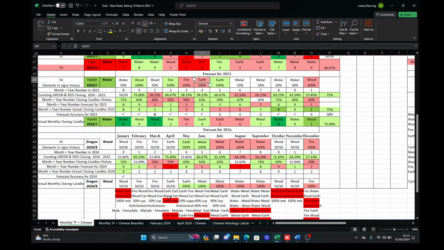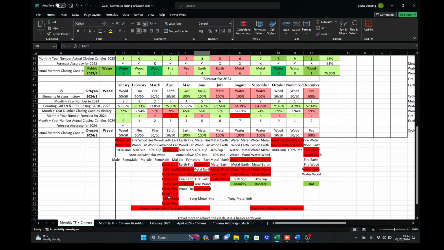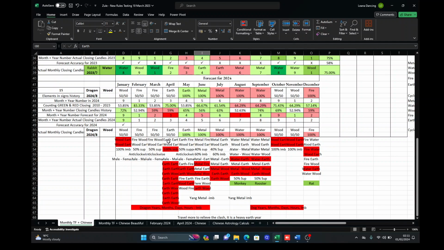And also I have done a deeper kind of calculation, which you don't have to understand, but basically every month is 2 elements. It's an animal, which is the earth branch. Let me just show you quickly.